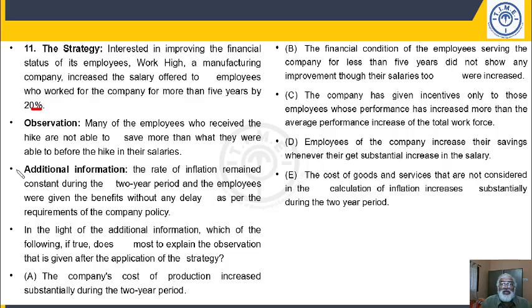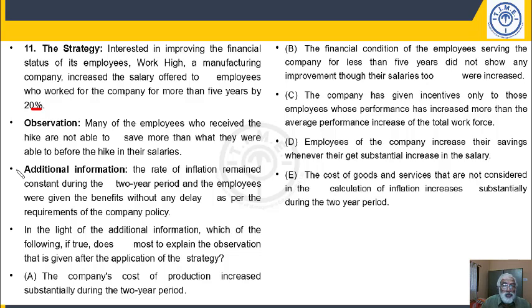The company has given incentives only to those employees whose performance has increased more than the average performance. This is not what the passage says. The passage says that they actually gave 20% to everybody who had more than 5 years of service, right? So C is not relevant. D says employees of the company increase their savings whenever they get a substantial increase in salary. If that's the case, then they would actually have saved, but I'm told that they didn't save.